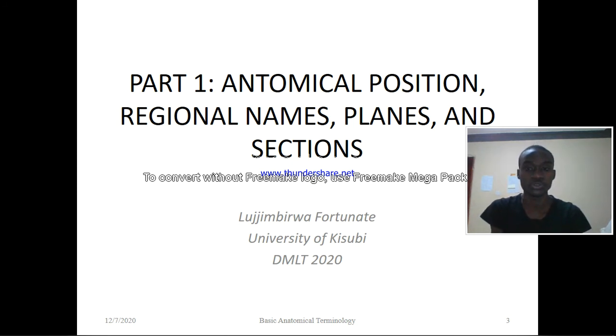What is anatomical position? Looking at particular regional names: what is a regional name, and what are those different names that we use when we are referring to particular regions of the human body? This part will also discuss body planes, what are body planes, and finally body sections.